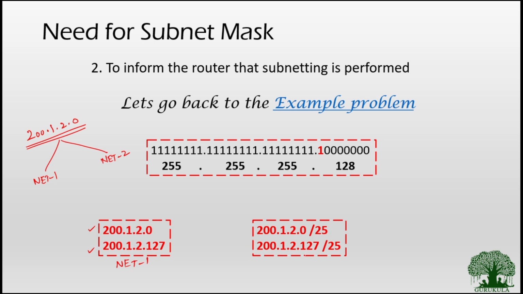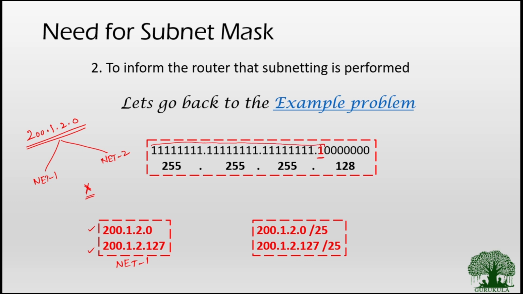So your net 1 runs from dot 0 to dot 127, and since we are dividing it into 2 nets, definitely we need 1 bit from the host side in order to group it into two different networks. You can very well see that there is 1 bit occupied from the host side.